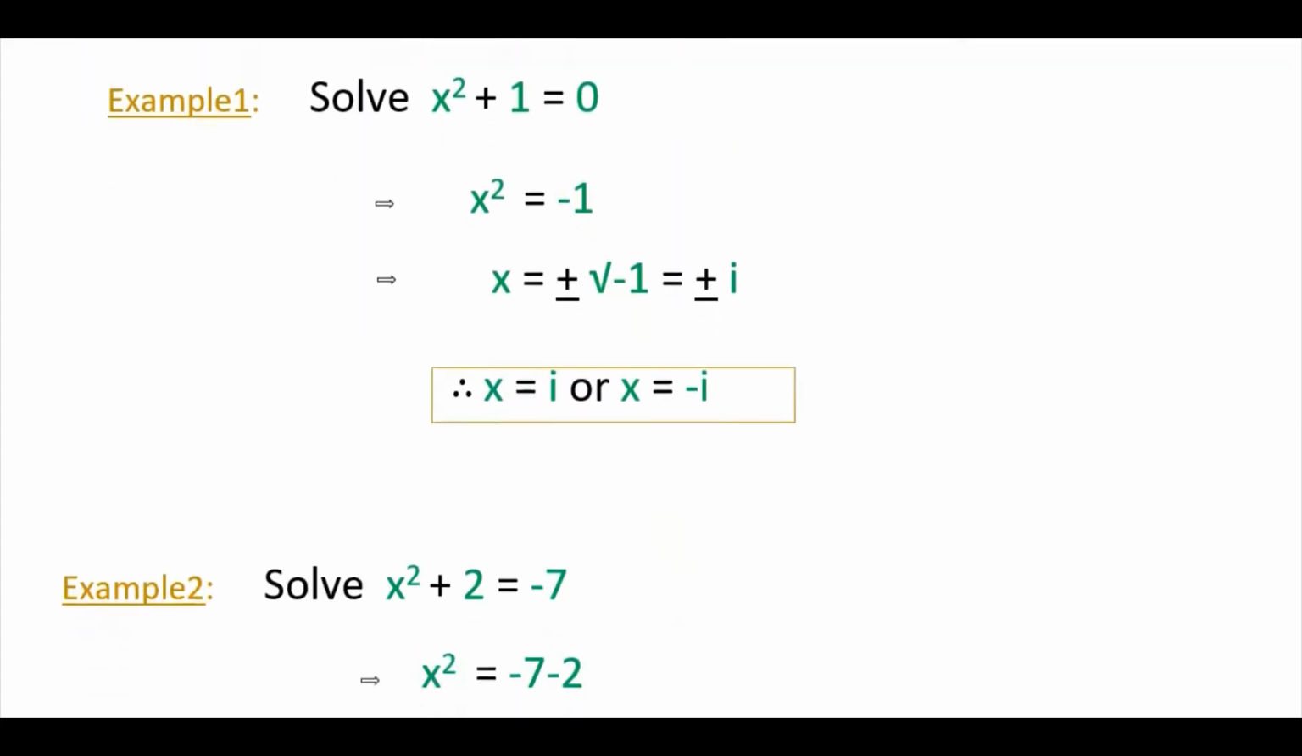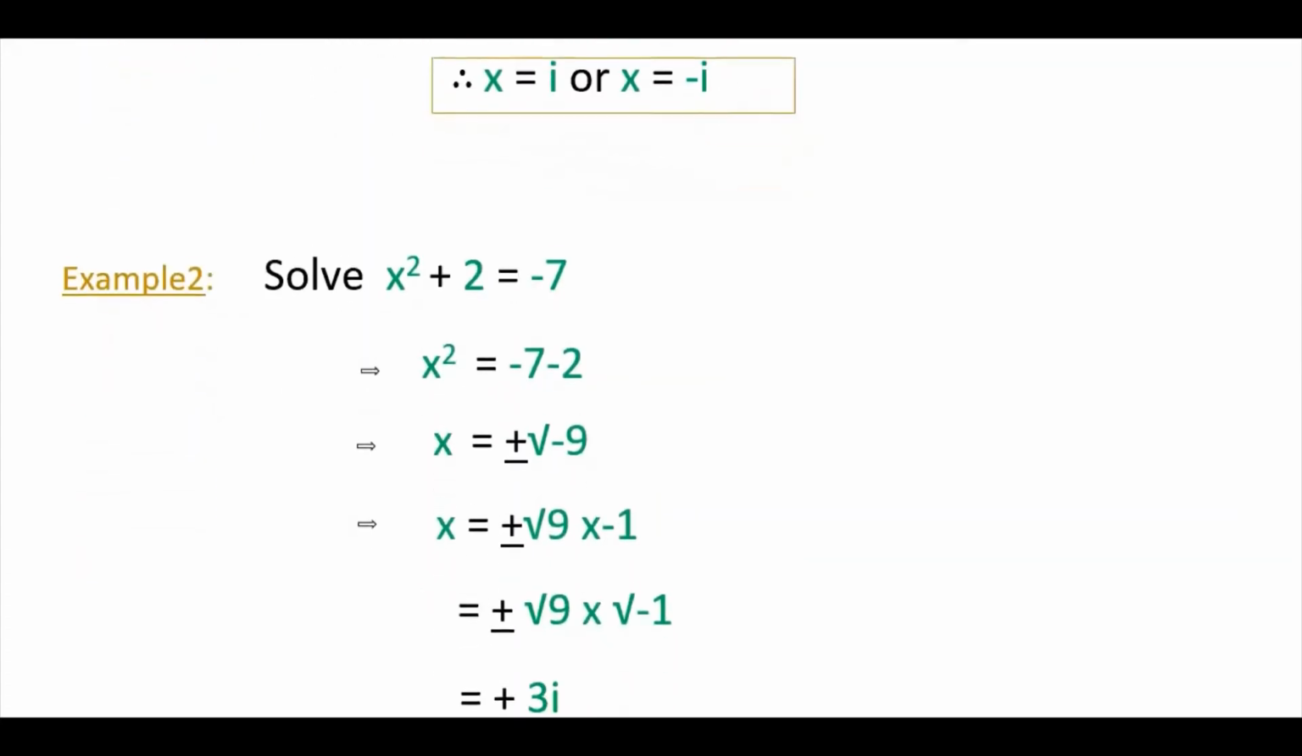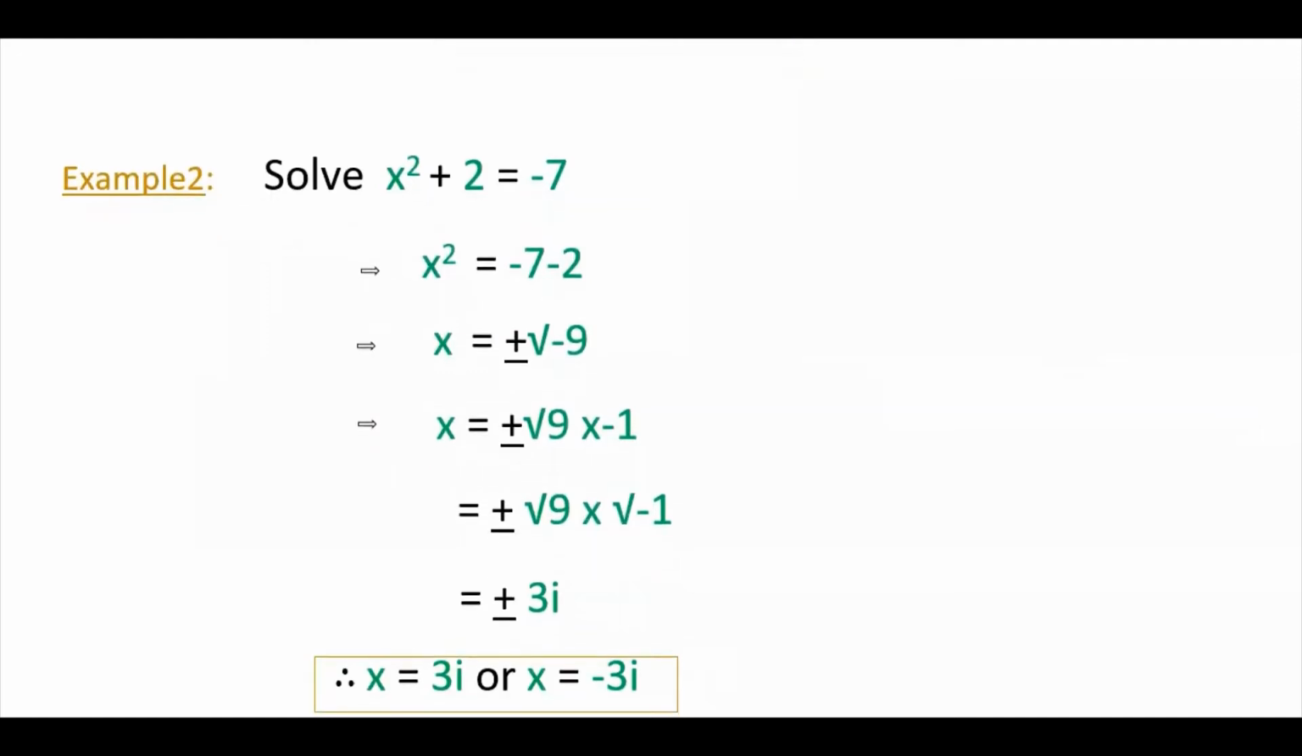And if you see the next example, that is x square plus 2 is equal to minus 7. Therefore, x square is equal to minus 7 minus 2, that is minus 9. Therefore, x is equal to plus or minus square root of minus 9. Generally we have learned that we cannot find the solution for this because it is a negative number in the square root.